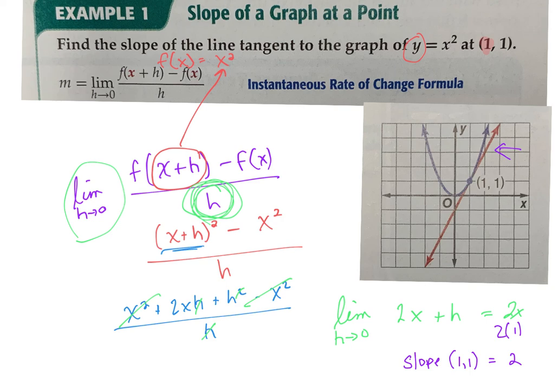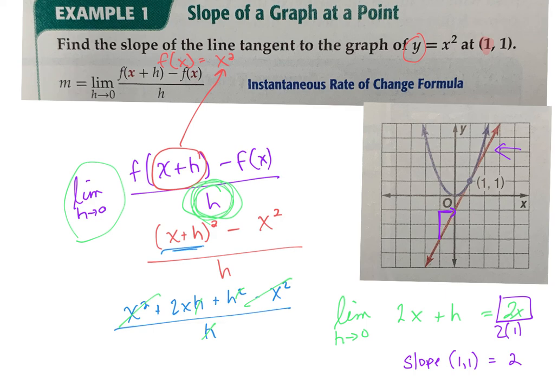I can actually see that on the graph: up 2 over 1. That's the slope at that point. But 2x represents any point on the line. Any point on the line, that is going to be my slope.